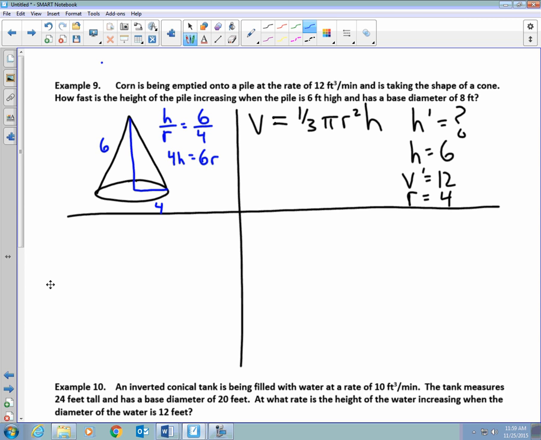Why? Because we don't know r prime and we are looking for h prime. So therefore we want h's to remain. So I divide both sides by 6 and I get 2/3 h is equal to r. So I will plug that in. The volume is equal to 1/3 pi times 2/3 h squared h.